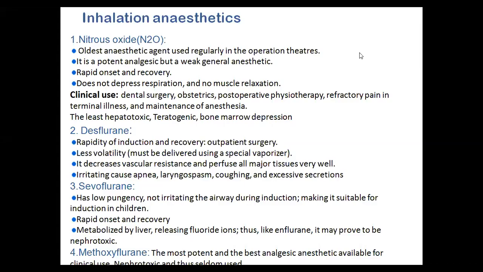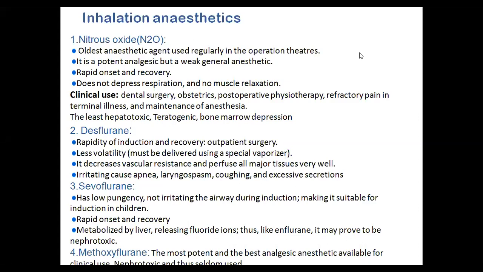Hello students, as per the previous video, we have learned many things about general anesthetics. Now I am going to discuss some enlisted drug classes according to inhalation anesthetics and intravenous anesthetics.